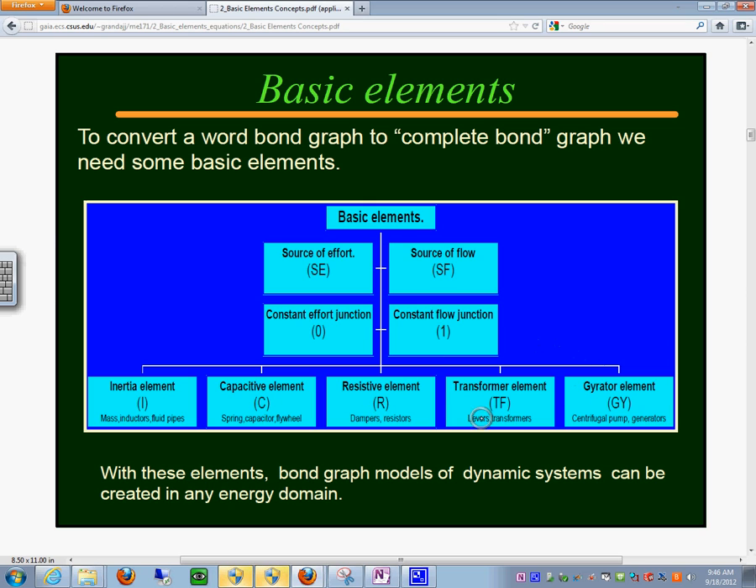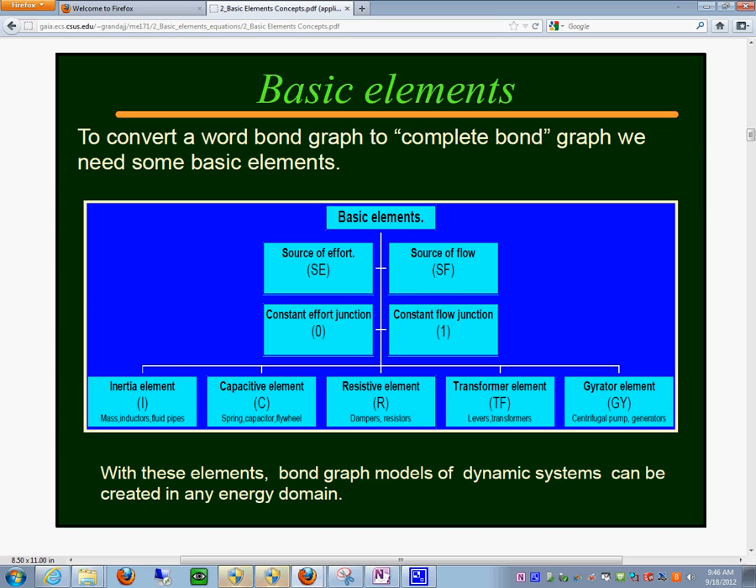And then we have two conservative elements that do transformations. So let me summarize this. 9 elements: 2 sources, 2 connection elements, 1 element for the kinetic energy, a second element for the potential energy, a third element to dissipate energy, and then 2 elements that make transformations. Like a set of gears is a transformer, because it does not produce any power, but rather transforms one velocity into another, or one torque into another torque.